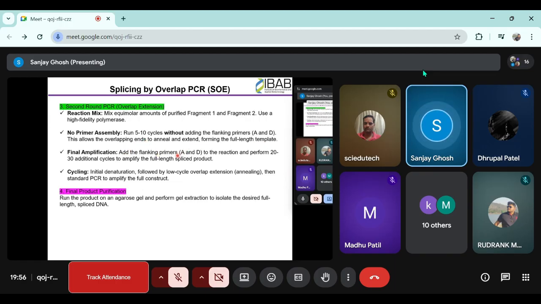And then you add the flanking primers. You don't add the middle primers anymore. You add A and D, which were at the end, normal primers. You add to this reaction mix and perform some 30-35 cycles more.